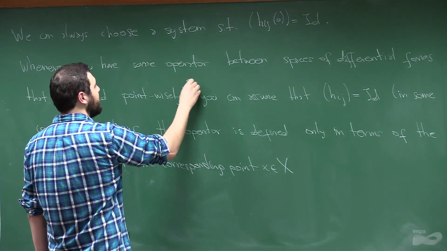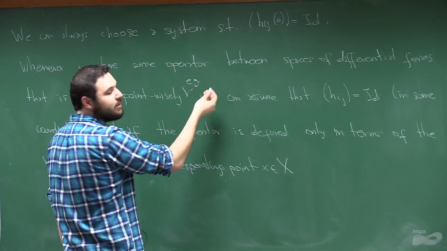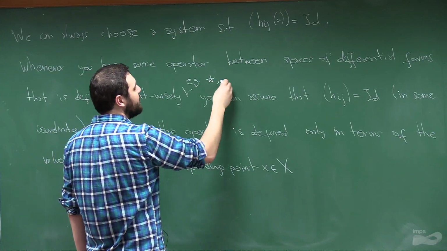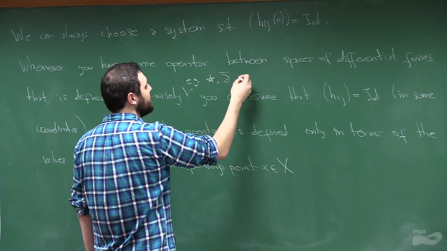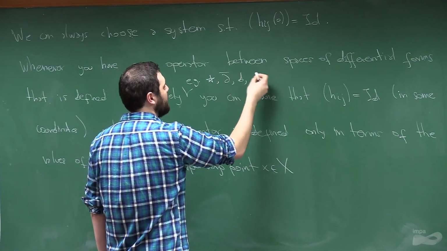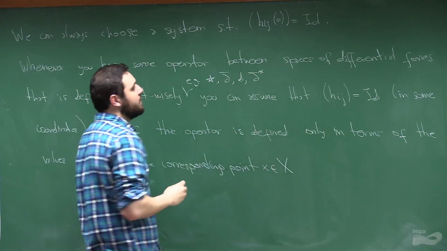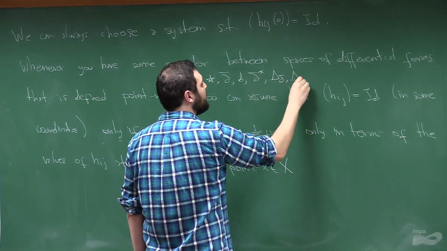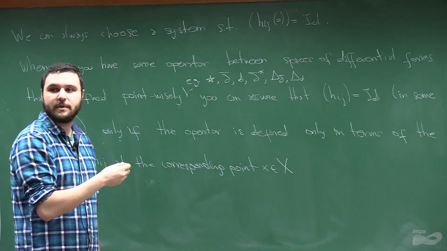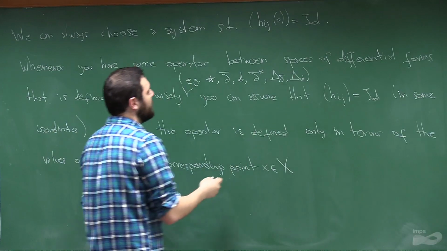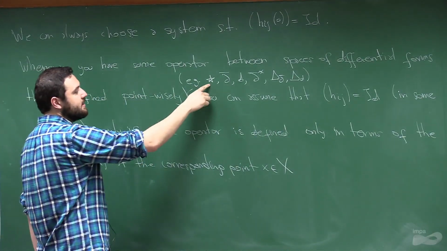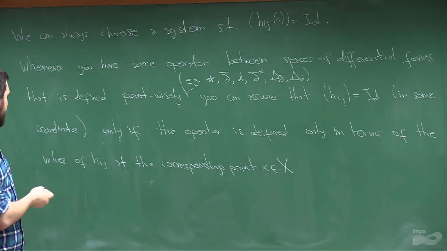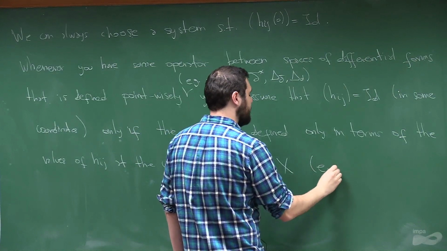Here, for example, we have all the operators that we have used so far: the star, the differential operators, the adjoints, the Laplacians. All these operators are defined point-wise. But for instance, the star depends only on the value of Hij at the point, right? For example, here, the star.